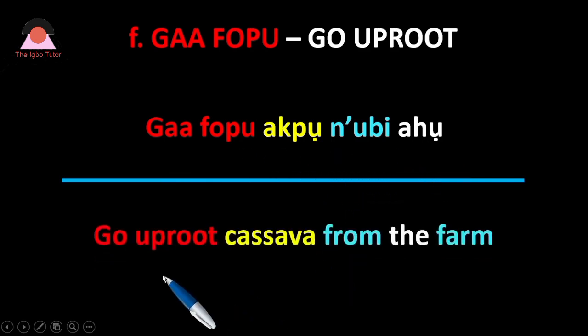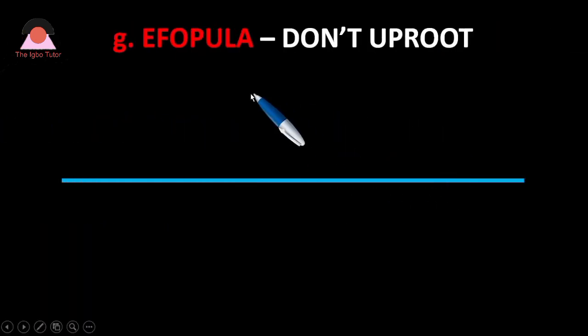What is this? Go uproot cassava from the farm. From the color, you can see that cassava is akpụ, cassava. Go uproot cassava from the farm. Ga-afopụ akpụ n'ubi ahụ.